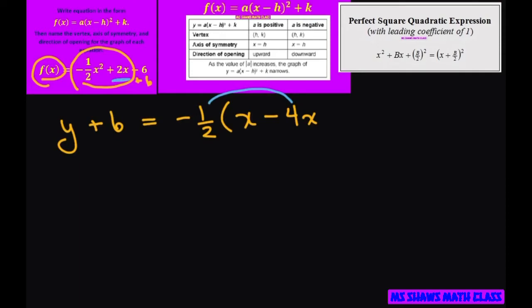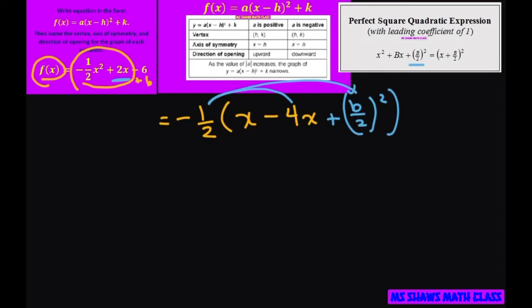Now we're going to complete the square. And what that means is we're going to add this. We're adding b divided by 2 squared to both sides. Now this is actually negative 1/2 times that. So what we're going to do, and I'm going to move this down a little bit, y plus 6. And then we're going to take this negative 1/2 times this quantity.